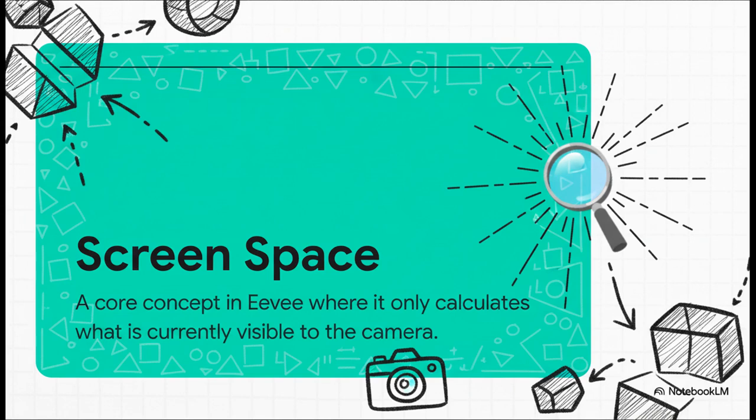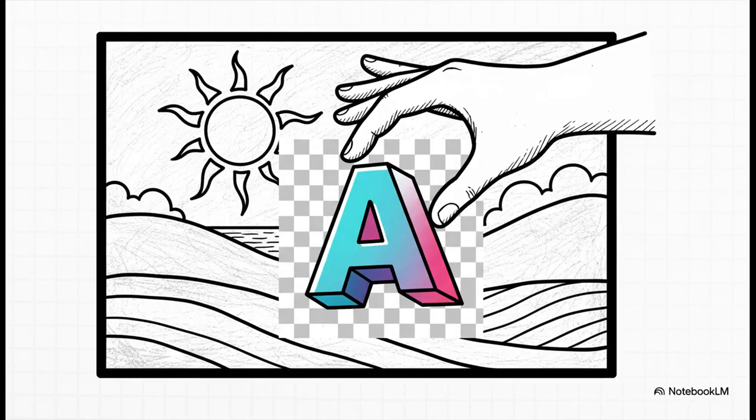And one of its biggest hacks is that it works in what's called screen space. Basically, this just means it forgets about anything that's not directly in the camera's view, which is a huge reason why it's so incredibly fast. Okay, so for an asset like this animated text, you're almost always going to want to render it with a transparent background. That way you can easily overlay it onto other videos or graphics without any hassle.